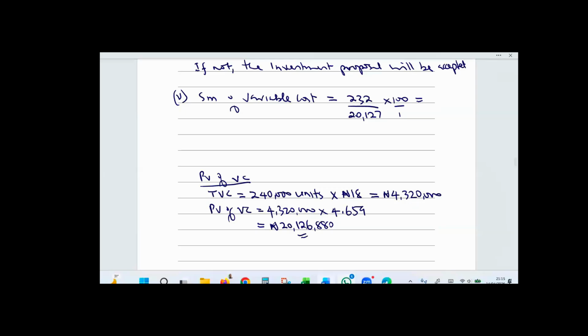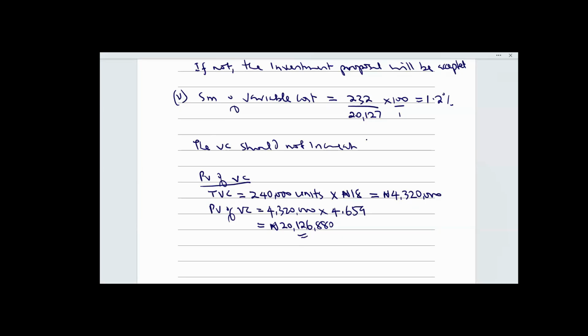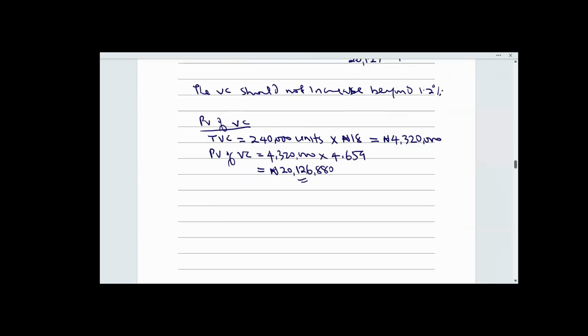1.2%. Here is 1.2%. You then advise that the variable cost should not increase above or beyond 1.2%. Otherwise, the project will not be viable.